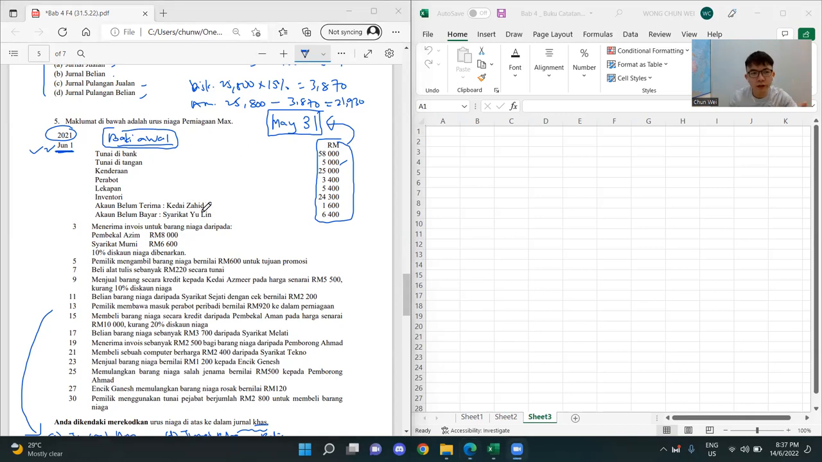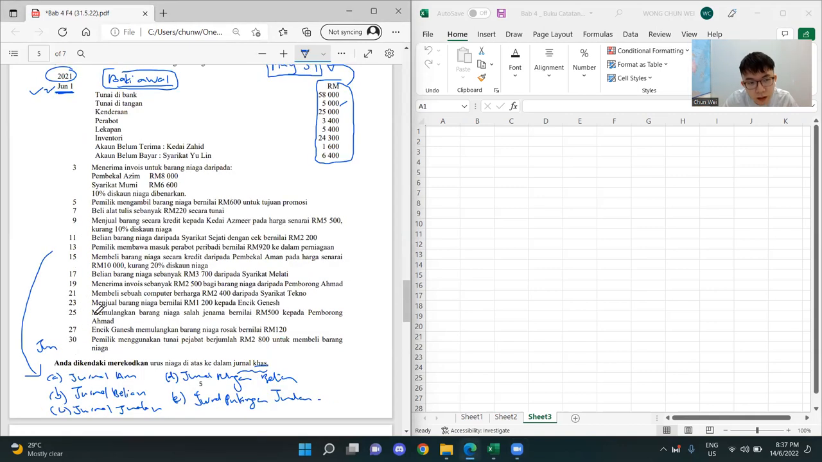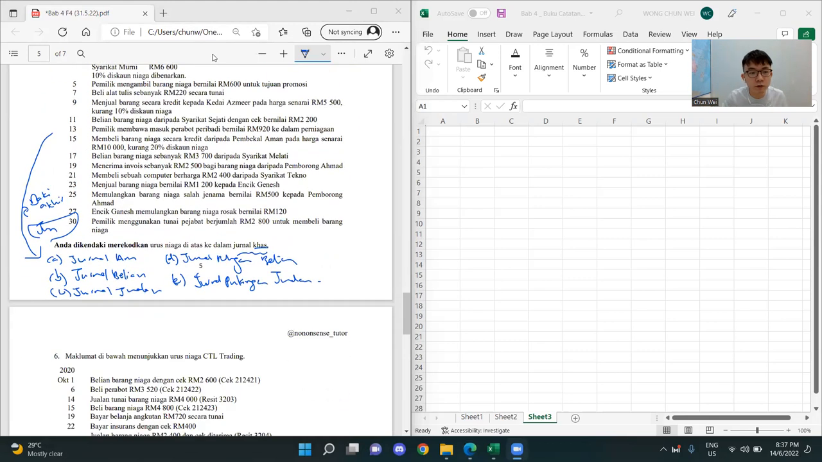Okay, then in June 30th, apa yang ada for tunai, kenderaan, perabot, kelengkapan, inventori, what is remain or what is the balance at the end of June 30th, then we will call it a baki akhir for bulan June. Okay, then when we move to July, after June will be July. So if we move to July 1, then all this figure in June 30th, we will move into July 1. And now we don't call it baki akhir. In July 1, we call it Baki Awal.